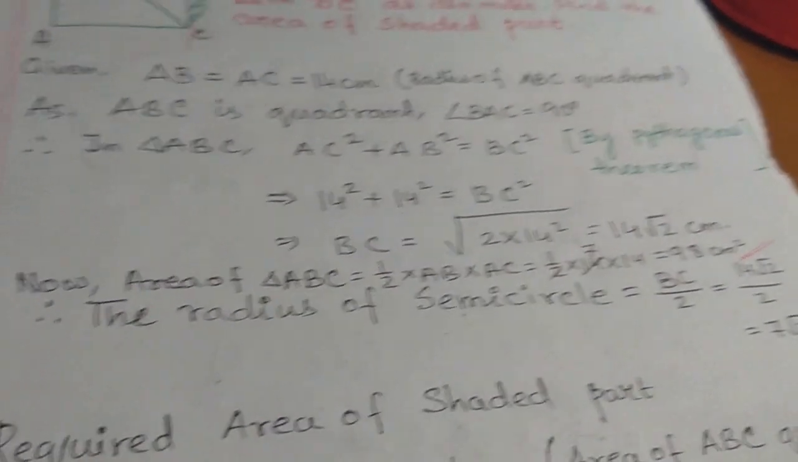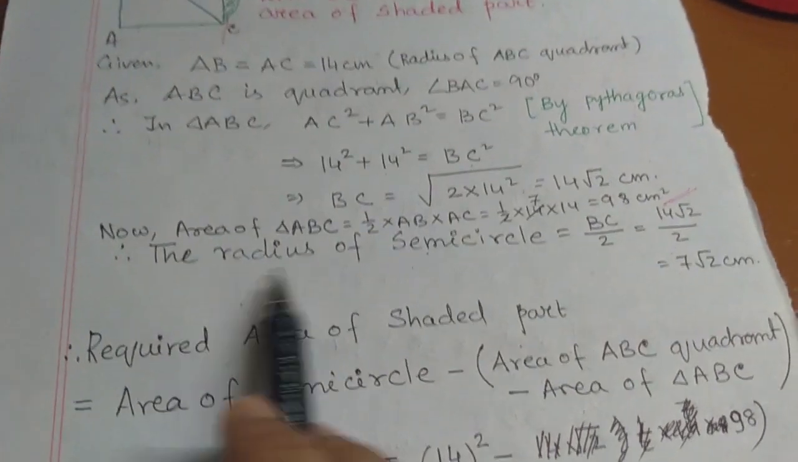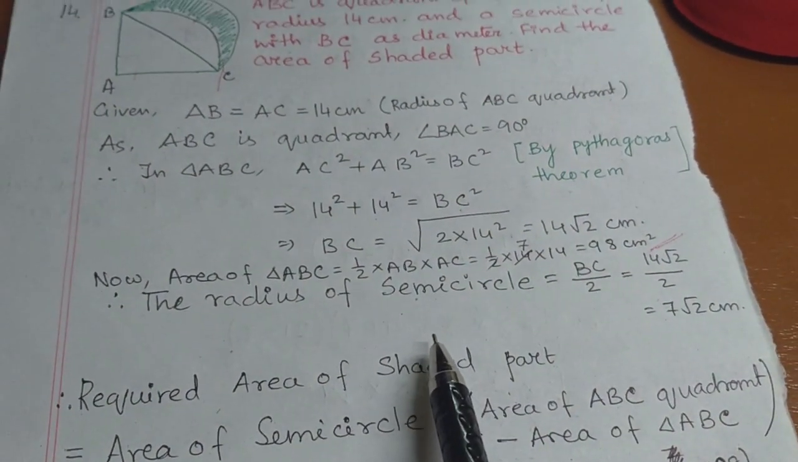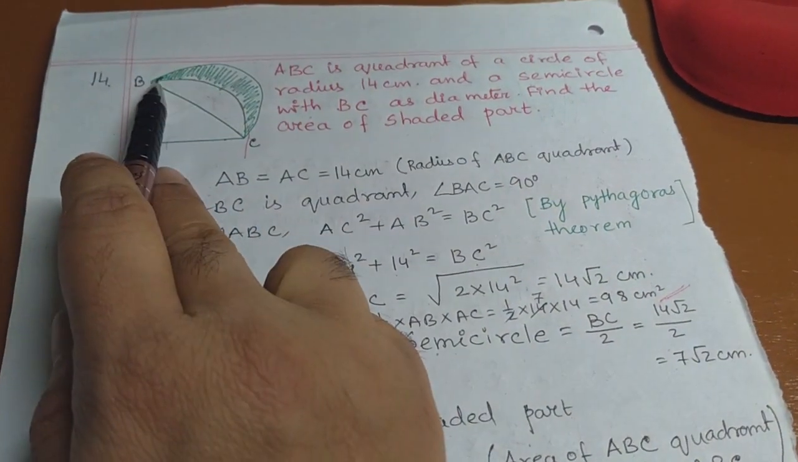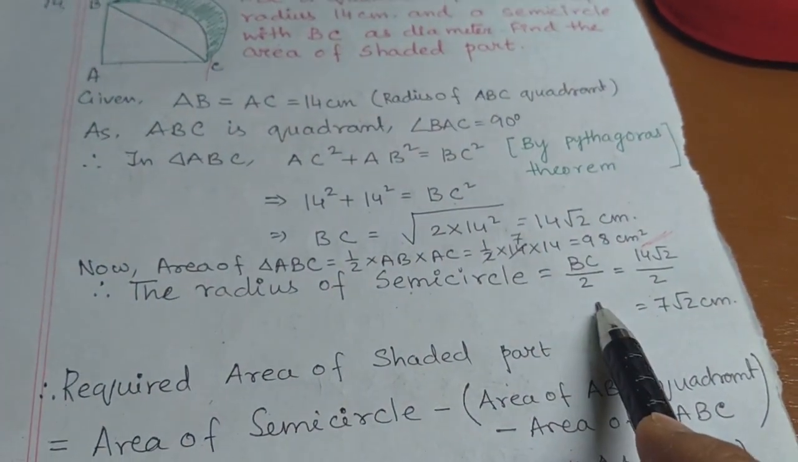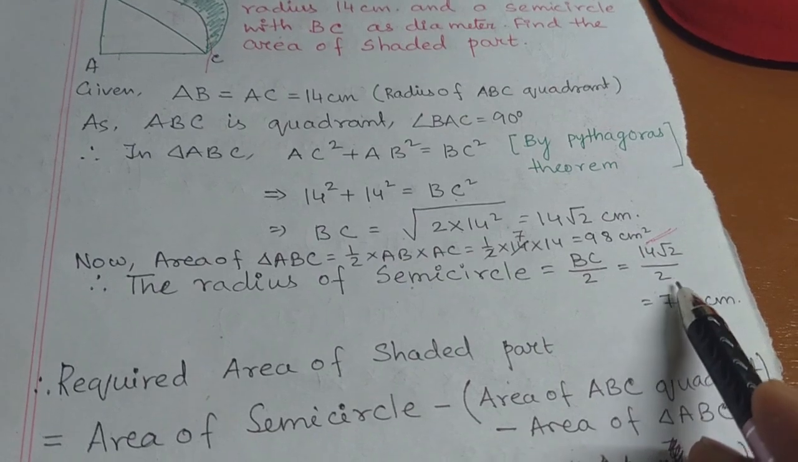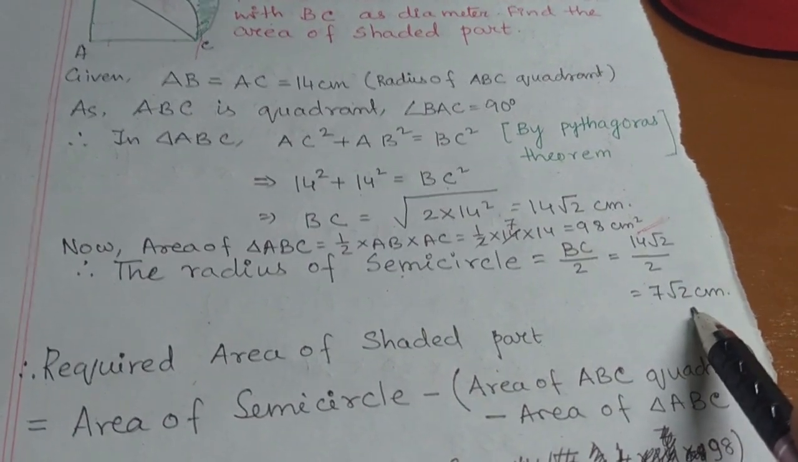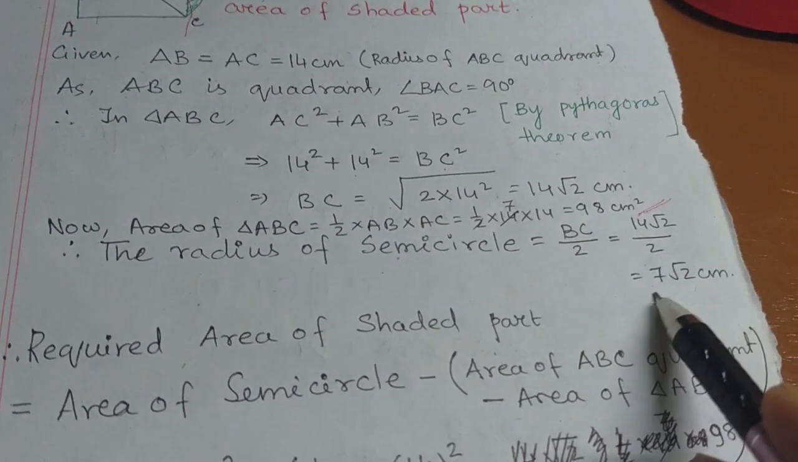Okay. Next, the radius of the semicircle. What is the radius of the semicircle? BC is the diameter, right? So the radius of the semicircle will be half of BC. BC we got 14 root 2, so it will be 14 root 2 by 2. 2 and 14 cancel, 7 root 2.